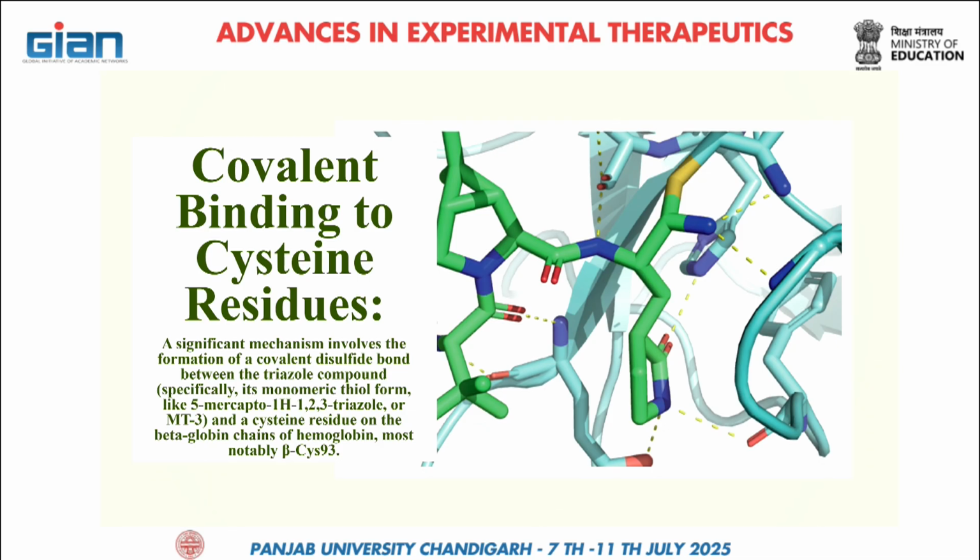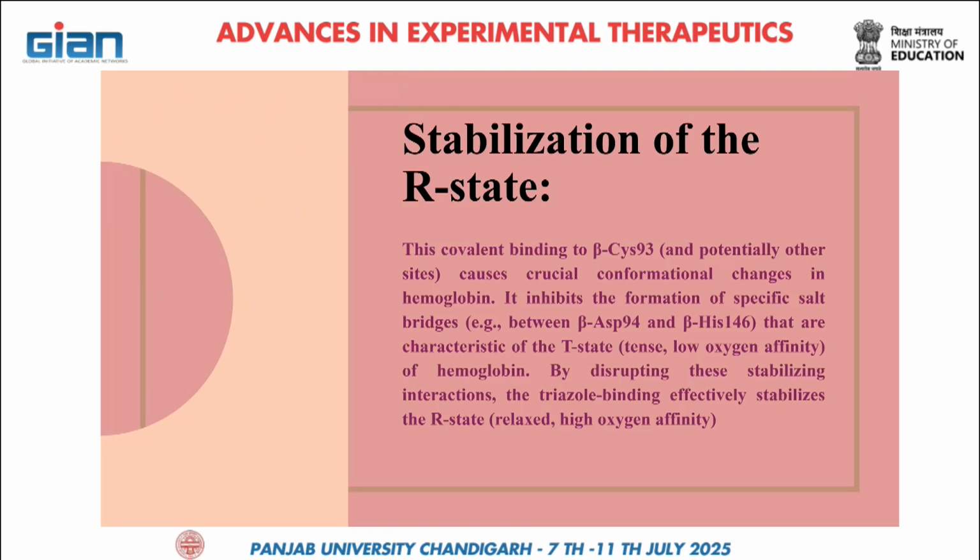Now, coming to the mechanism of stabilizing the R state. Normally, hemoglobin switches between two states. The first one is the T state, which is tense, low oxygen affinity. The second one is the R state, which is relaxed, high oxygen affinity state. Triazoles help hemoglobin stay in the R state, meaning it binds oxygen more tightly. This is especially helpful in sickle cell disease.